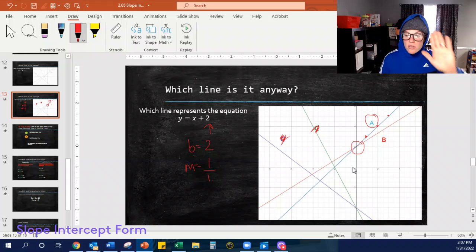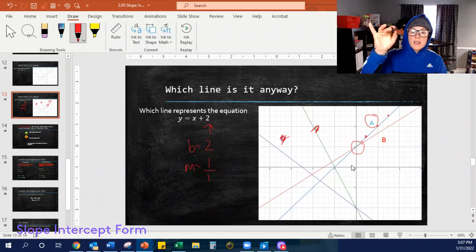I can use that to come up with every single point on the line. If I plug in that x, I will do some in my calculator, and I'll get a y, and that'll be an ordered pair.